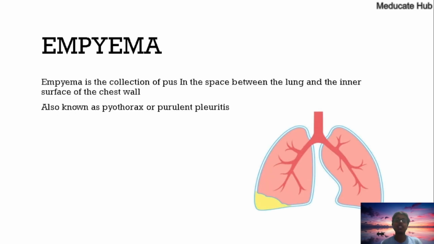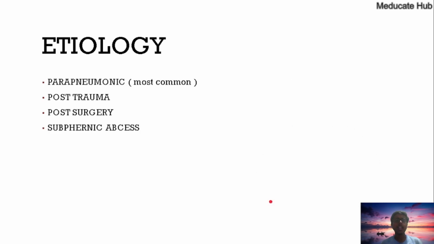So first we will see what is empyema. Empyema is a collection of pus in the space between the lung and the inner surface of the chest. It's also known as pyothorax or purulent pleuritis. So pus is collected in the space between the lung and the inner surface of the chest wall. Here you can see there's a pus collection. So this is empyema. Under etiology: parapneumonic, post-trauma, post-surgery, and subphrenic abscess.